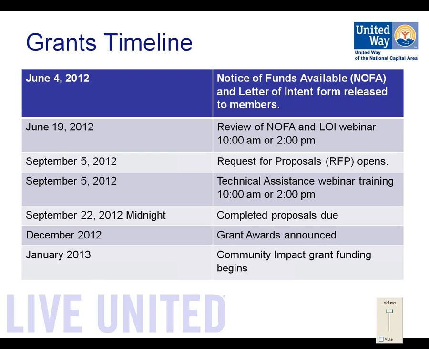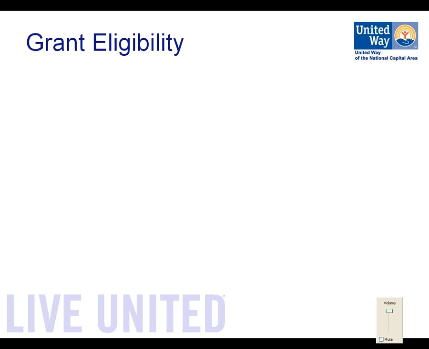You've already completed steps 1 and 2 of the grant's timeline, notice of funds available, and submitted the letter of intent, as well as attended the letter of intent and the notice of funds available webinars. The request for proposals is currently open, and technical assistance is available on the 2 webinars that were previously held on September 5th. Proposals are due by September 22nd, 2012 by midnight. Should your organization be awarded funding, awards will be mailed out in December 2012, and funding will begin January 2013.